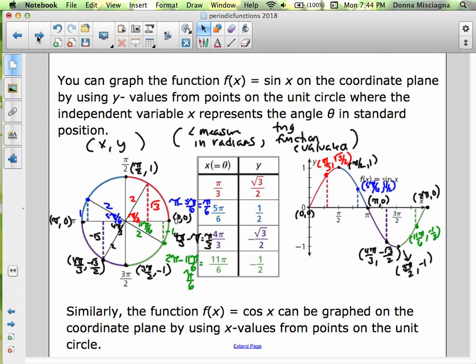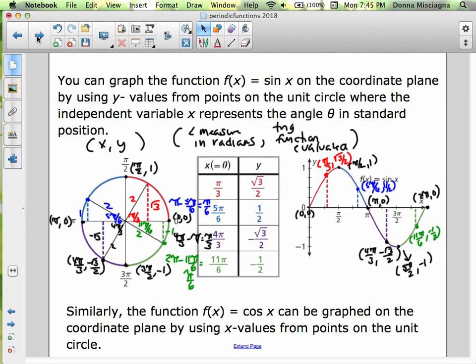Here we have some more values. This red triangle was pi thirds. So these are just some values. Pi thirds: sine uses opposite and the hypotenuse, so square root of 3 and 2, because pi thirds we know is our 1, square root of 3, 2 right triangle. So pi thirds, square root of 3 over 2.